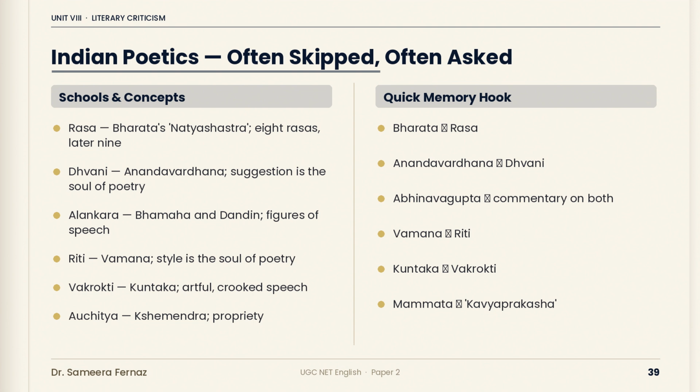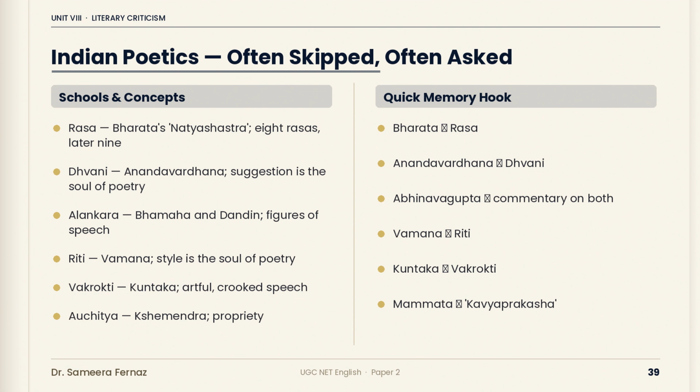Here is a quick memory hook. Bharata gives Rasa, Anandavardhana gives Dhvani, Abhinavagupta comments on both, Vamana gives Riti, Kuntaka gives Vakrokti, and Mammata wrote the Kavya Prakasha.